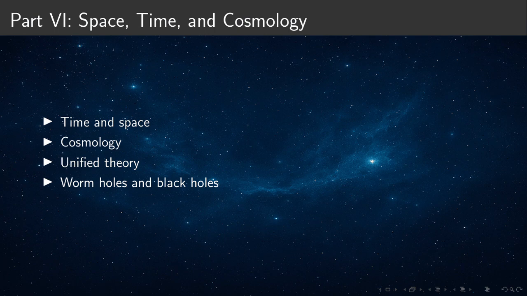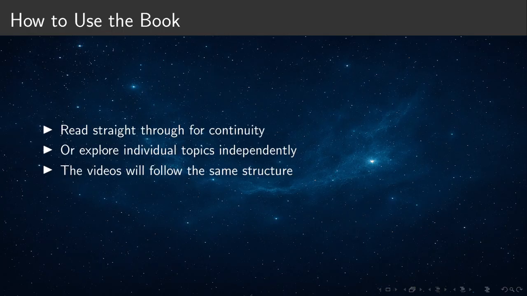Part 6, Space, Time, and Cosmology. Finally, the book opens up larger questions: time and space, cosmology, unified theories, wormholes, and black holes. These chapters do not claim final answers. They frame the questions that naturally arise if space itself has structure and physical properties.